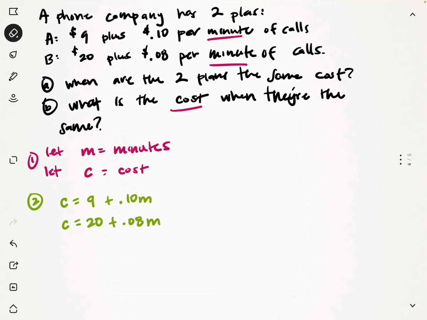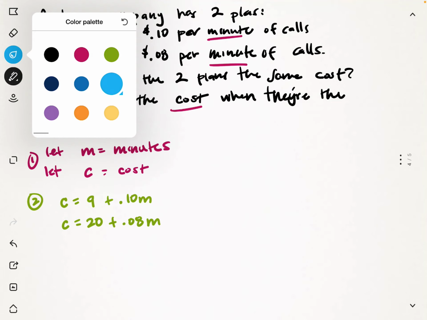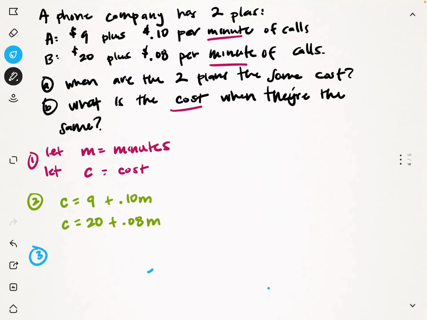Technically, for this one, we could do it either way. Because we have C equals, we could set it up as an elimination for both of them. Everything lines up nicely. But I think substitution is a little bit easier in this case. So we're just going to substitute one into the other, because we know that C is equal to both things. C equals 9 plus 0.10 m, and 20 plus 0.08 m. We can set them equal to each other.